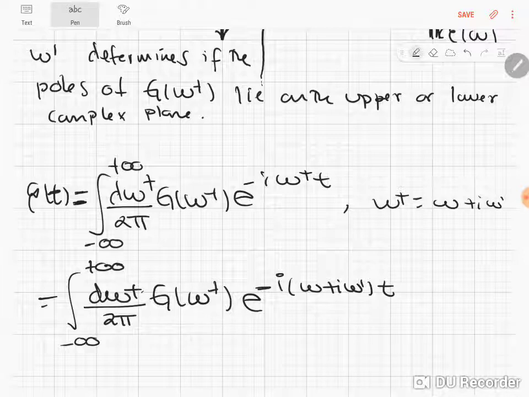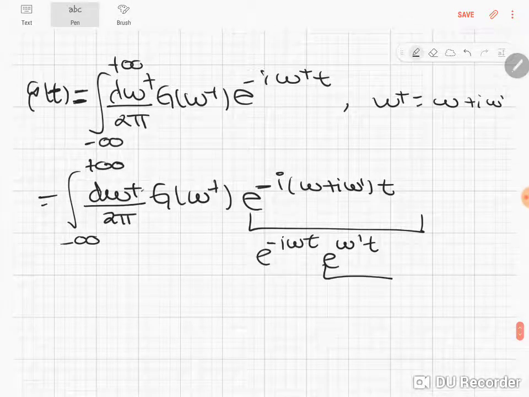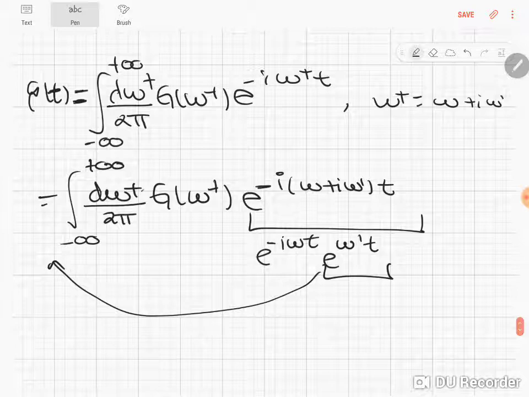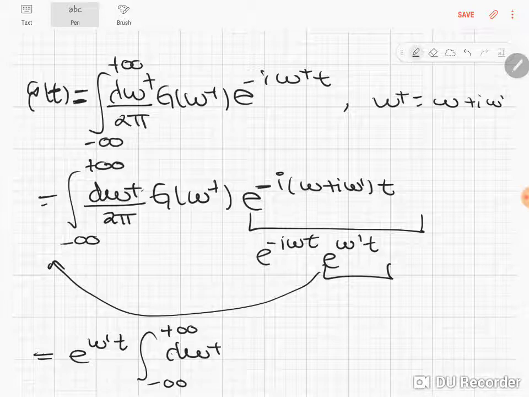Okay, so then what is this equal to? So this exponential, let's check, is just e to the minus i omega t times e to the omega prime t. This factor can be pulled outside the integral. So then this integral is now e to the omega prime t, the integral from minus infinity to plus infinity of d omega plus over 2 pi, g of omega plus, e to the minus i omega t.